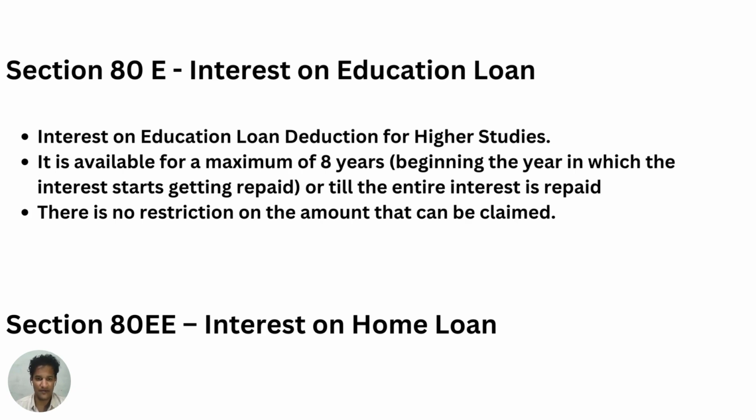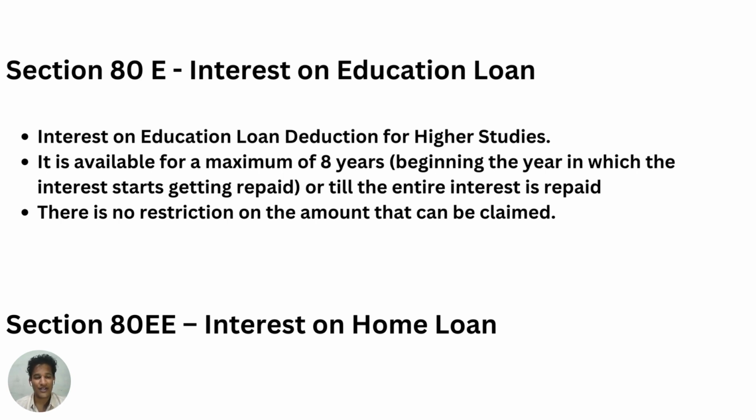The information is available everywhere, but I implemented it, I applied for this particular section, that is education loan. There are certain conditions you need to look at: it is available for a maximum of 8 years, beginning with the year in which the interest starts getting repaid, or till the entire interest is paid. Basically, there is no restriction on the amount that can be claimed. Okay, so this is about 80E.